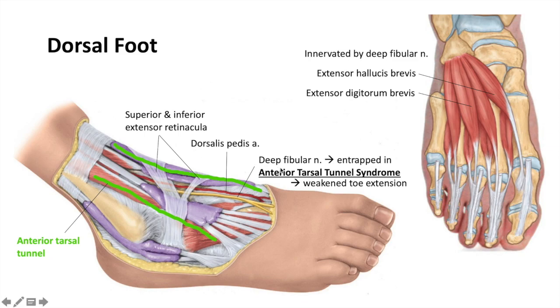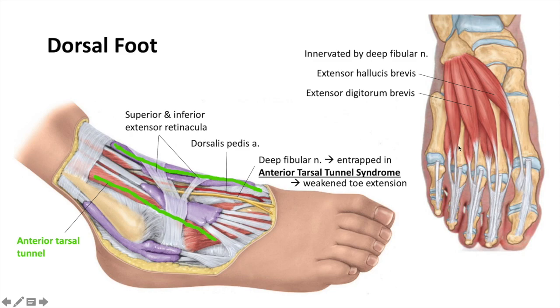Beside dorsalis pedis is where the deep fibular nerve travels, and if it's entrapped, it can cause this anterior tarsal tunnel syndrome. So if you think about the actions of the deep fibular nerve and think, okay, well, it's in the anterior portion of the leg, actions that the anterior aspect does may be affected. So something that would be affected would be extension of the toes, for example.